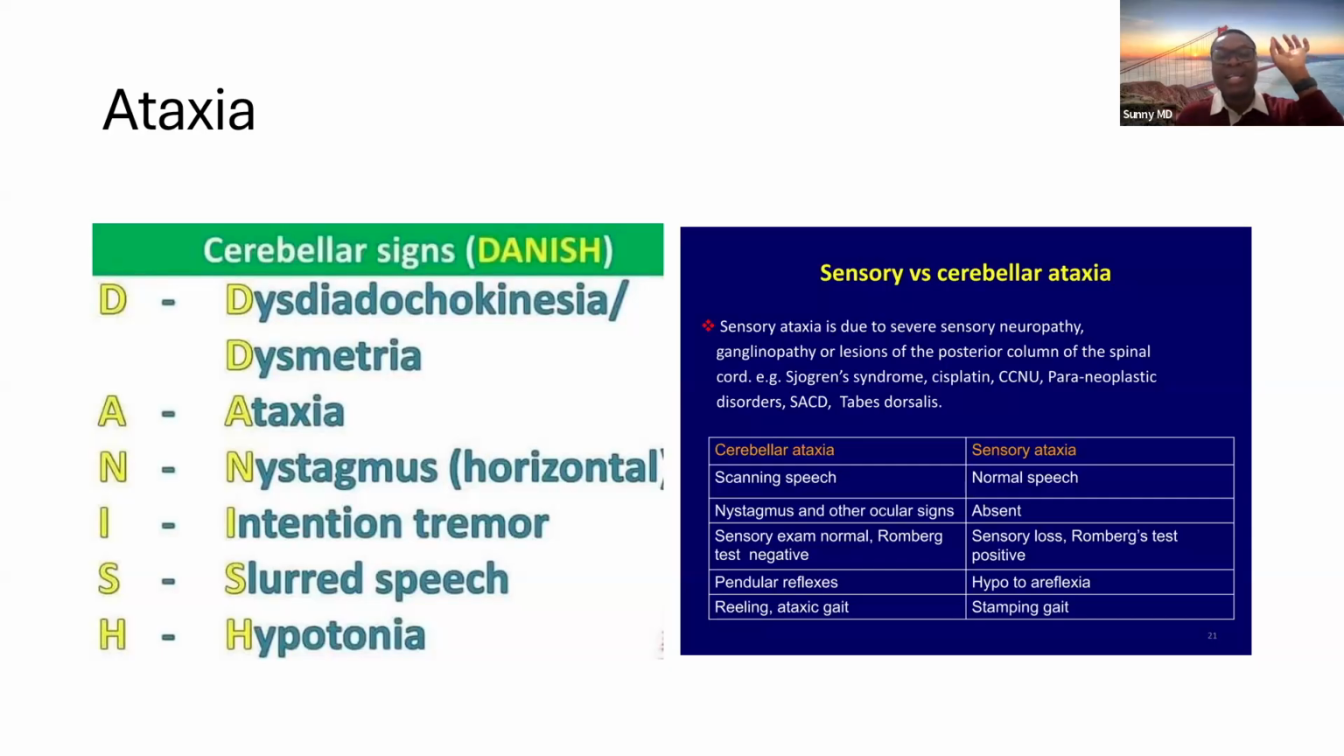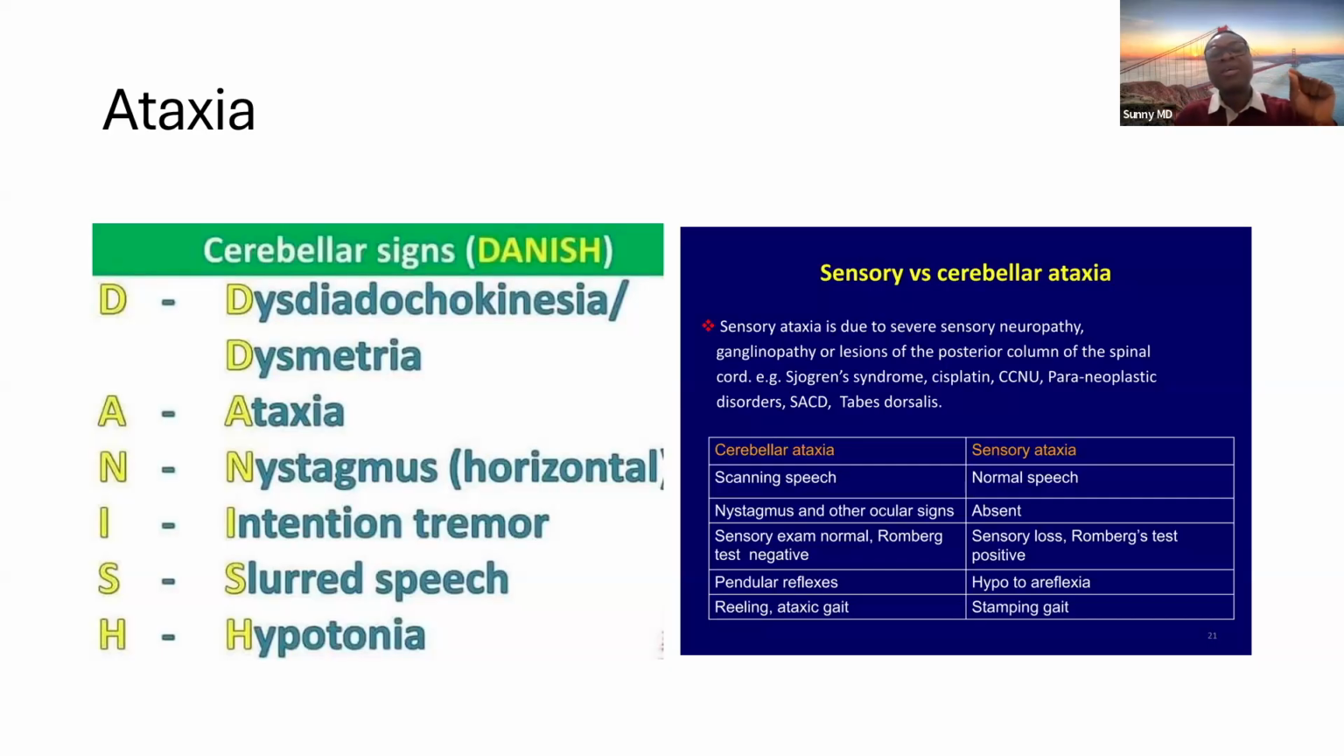Once you find a patient with ataxia, and once you've done the Romberg sign out of the way, all you need to look out for is whether there's a nystagmus or a dysarthric speech. Once those two are not there, you're likely dealing with sensory ataxia. If they are there, you're dealing with a cerebellar ataxia.